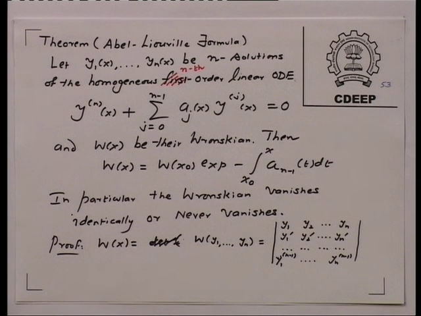So in particular, it also says that the Wronskian is always 0 or it is never 0. If it is 0 at a point, then it must be identically 0, because the exponential function, the second factor, is always positive. So let us look at the proof of this theorem.